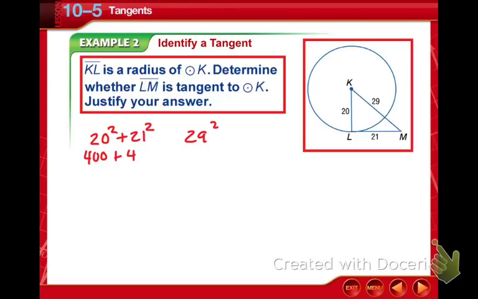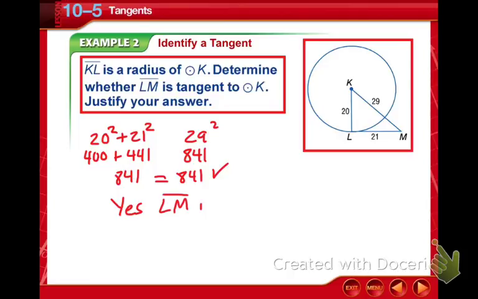21 squared is 441. And 29 squared is 841. We add 400 and 441, we get 841, which is equal to 841. So that checks. So yes, LM is a tangent line.